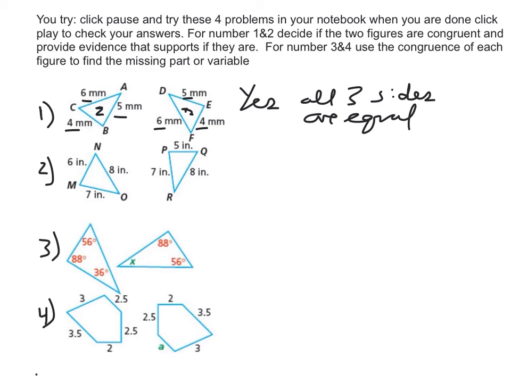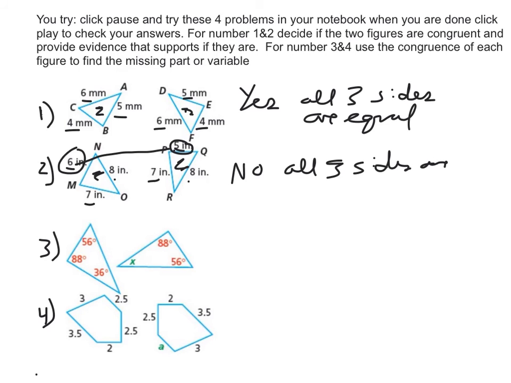For number 2, are these two triangles congruent? Well, this triangle is 6, 7, and 8. And the other triangle is 7, 8, and 5. These two sides are not congruent, so no. All three sides are not equal.